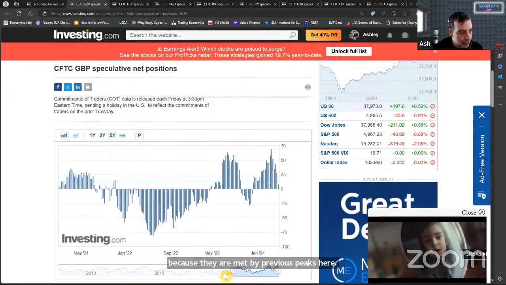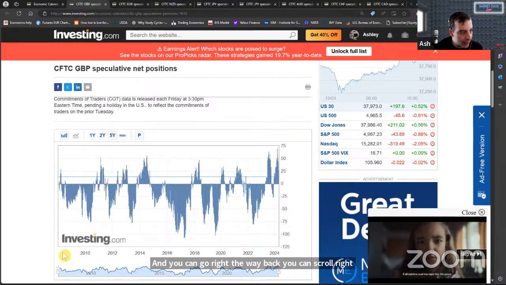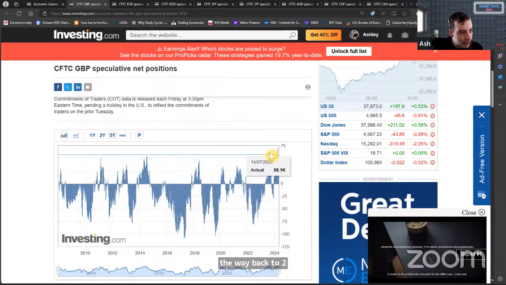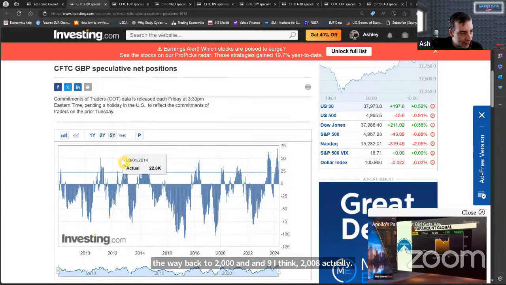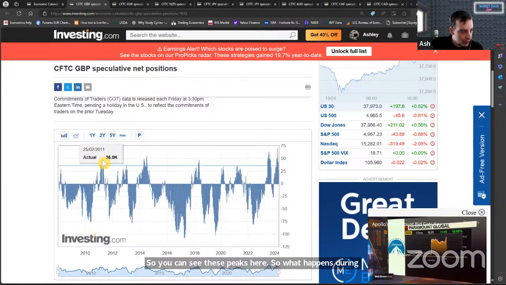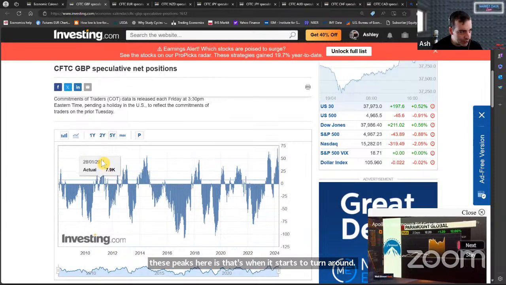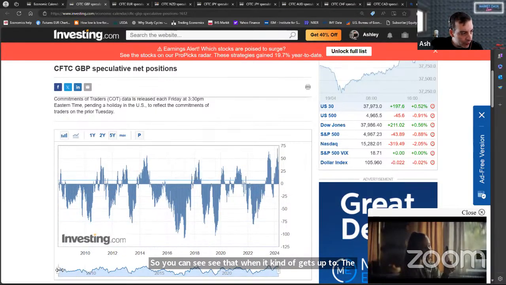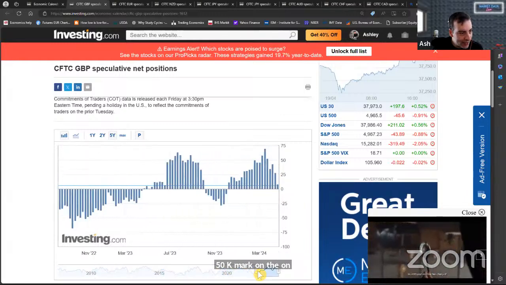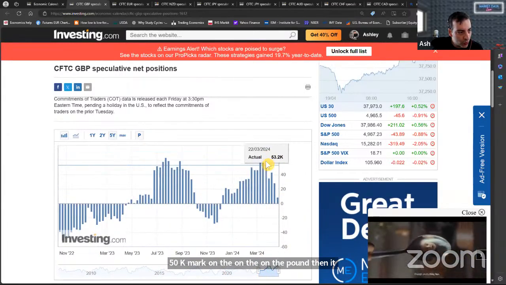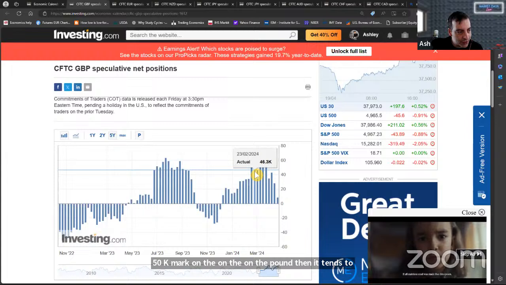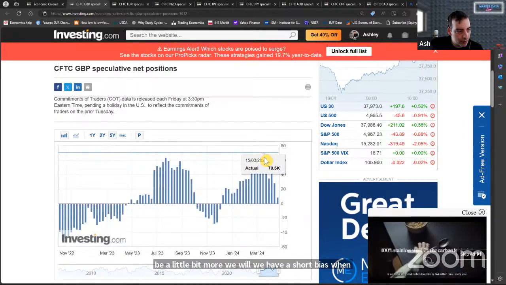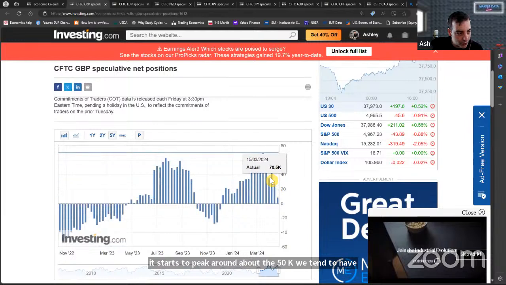you can go right the way back. You can scroll right the way back to 2009, I think, 2008 actually. So you can see these peaks here. What happens during these peaks is that's when it starts to turn around. You can see that when it gets up to the 50K mark on the pound, we tend to have a short bias when it starts to peak around about the 50K. This one actually reached 70K before the shorts came in.